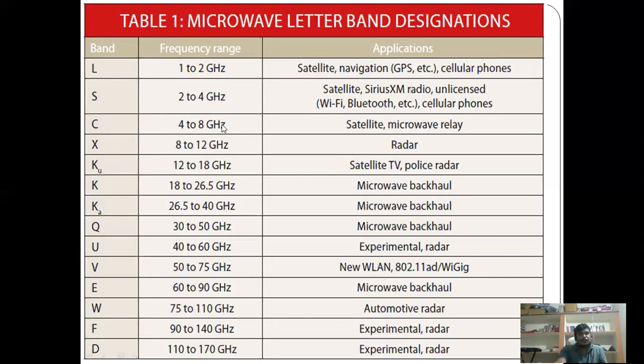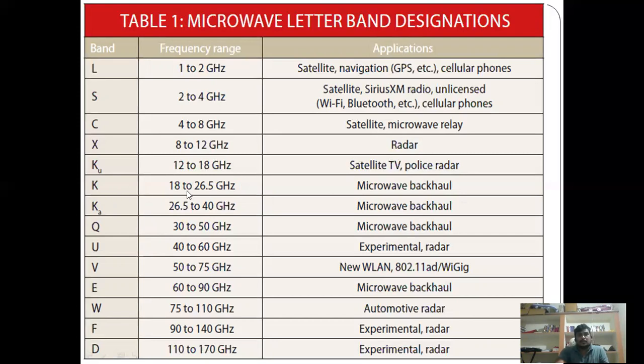For this C band 4 to 8, in the older days like 2004, 5, 6, we were using a satellite uplink frequency of 6 gigahertz and downlink of 4 gigahertz. But nowadays we are using an uplink of 14 gigahertz and a downlink of 12 gigahertz. Ku band, generally satellite TV DTH, will work in 12 to 18 gigahertz, with 14 and 12 as the uplink and downlink frequencies.